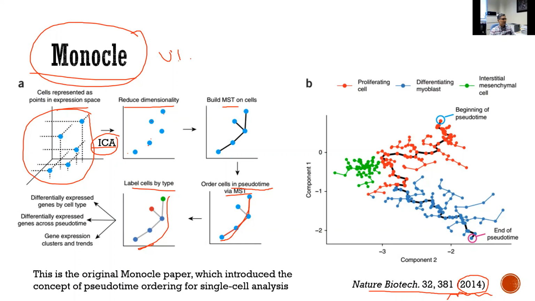Then for the downstream analysis. So that's an example of the application. And after building this minimum spanning tree, the black edge, and then it assumes this is the beginning of the pseudotime, so you can follow this trajectory to do the analysis. And then you can have a branch out of it to do the separate analysis.